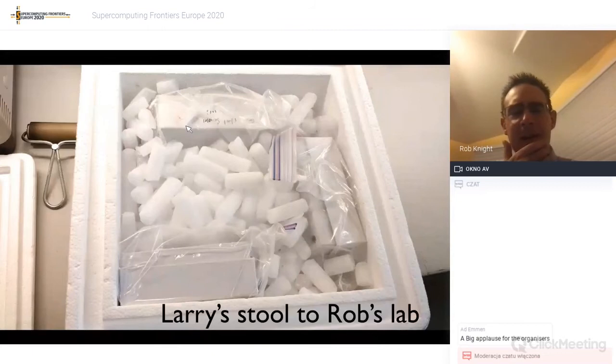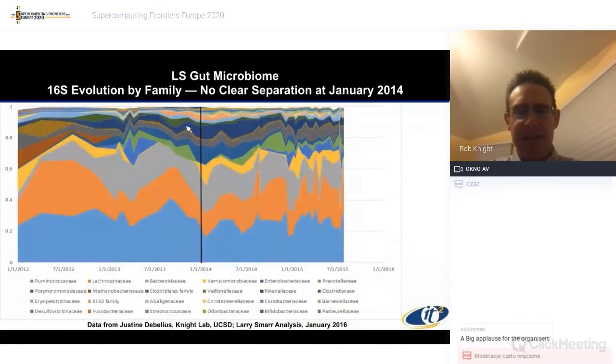So when we look at the different kinds of bacteria in Larry's gut over time, these are at the level of bacterial families. And you can see there is a lot of diversity with the different colors going up and down at different time points, but there is not a lot of pattern there. And if you don't see any pattern, don't worry, because neither did Larry, despite spending a lot of personnel effort and a lot of compute time generating this graph from the raw data, billions and billions of DNA sequences.